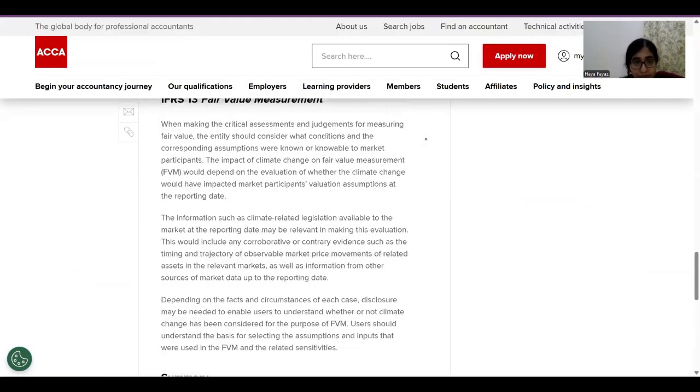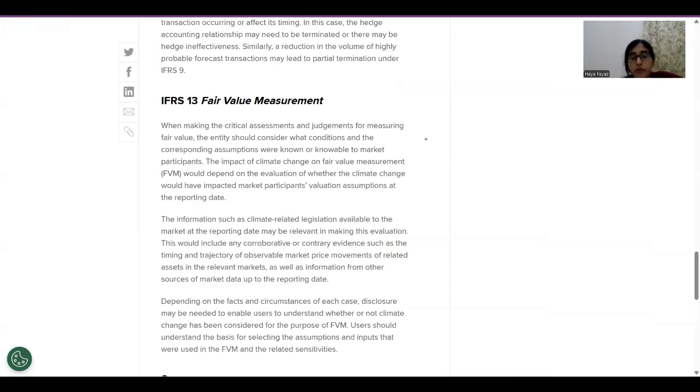Finally, IFRS 13. Again, this has 3 paragraphs which we have to decode. When making the critical assessment judgments by information, the analyst should consider what conditions and the corresponding assumptions were knowable to market. The impact of climate change on fair value measurements would depend on the evaluation of whether the climate change would have impacted market participants' valuation assumptions at the reporting date.